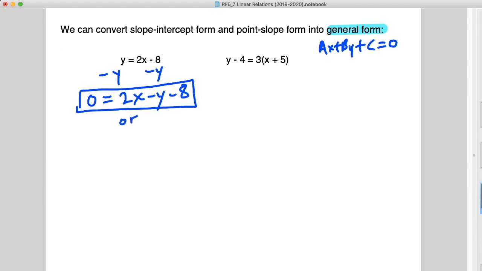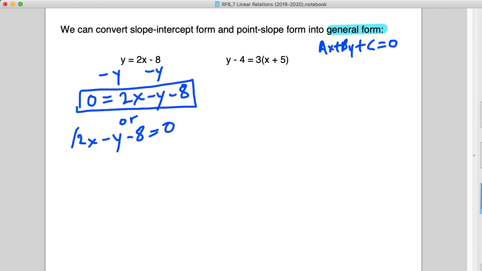And just note that even though here I have 0 is equal to this, 2x minus y minus 8, you notice that here we have something plus something plus something is equal to 0. We can really just rewrite it like this. 2x minus y minus 8 is equal to 0.